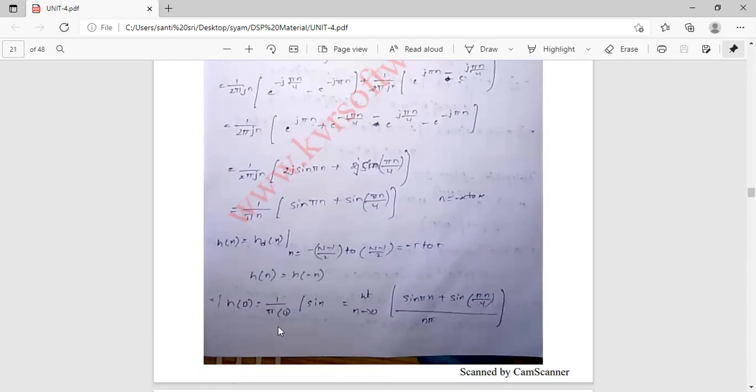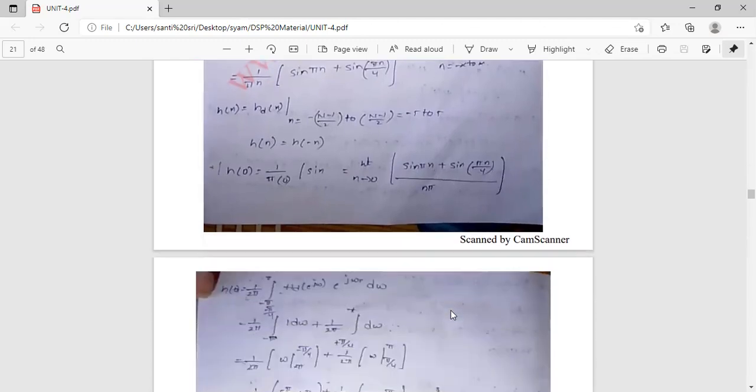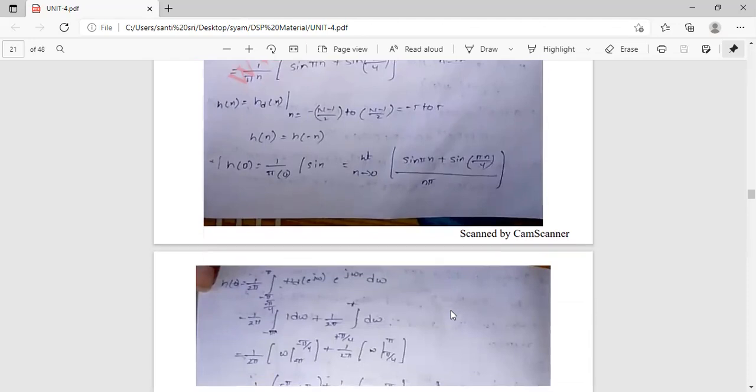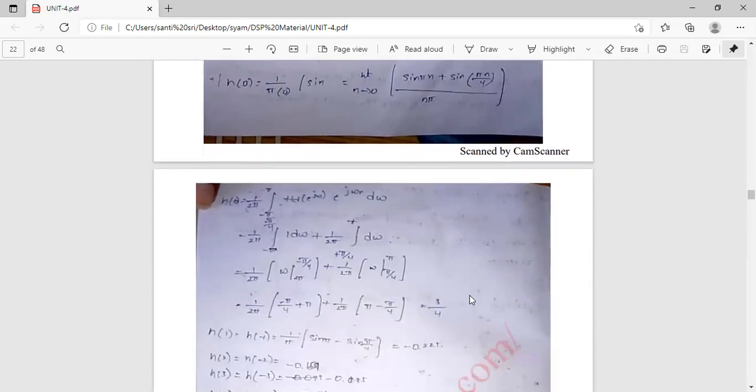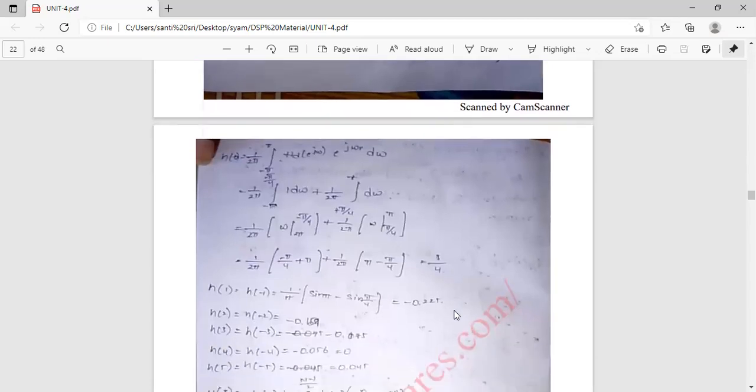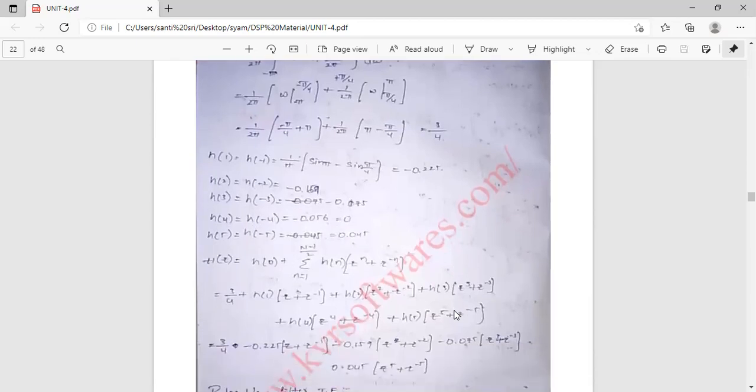And h of 0 equals, so it is 1 by 0. 1 by pi into 0 is 1 by 0. It tends to 0, sin pi n plus sin pi n by n pi. So h of 0 equals 1 by 2 pi into... it's calculated from that. So we'll get 3 by 4. h of 1 equals h of minus 1 is this much. So like that we will calculate the values up to h of 5.